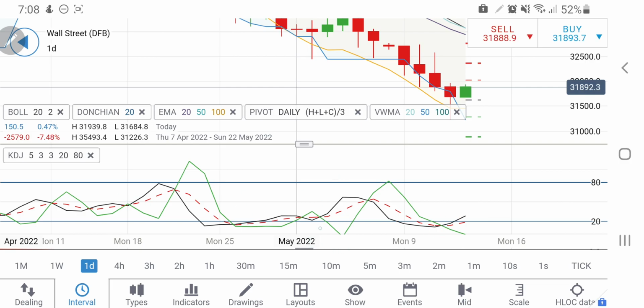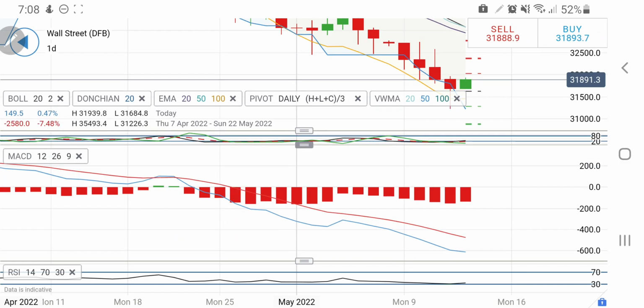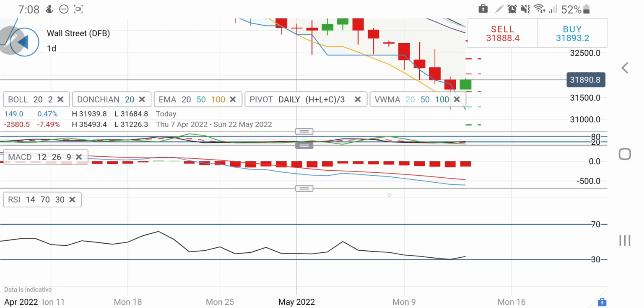Look at the daily stochastic. This is looking upwards from here, and if you look at the MACD, it is trading in a sell and it is still bearish. RSI is near the bottom there, and yes, it can try to bounce back.